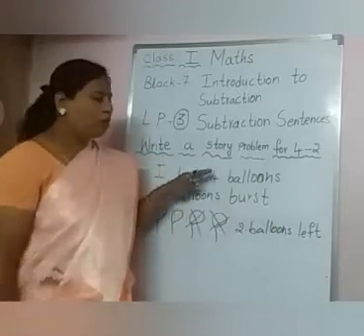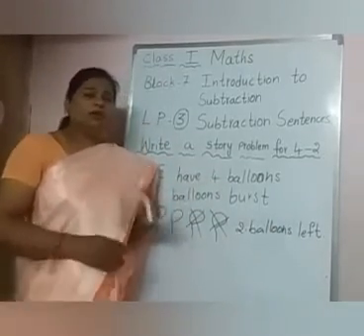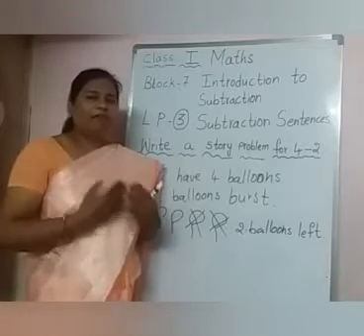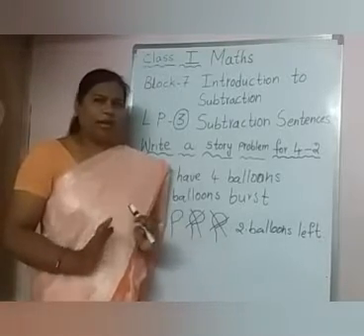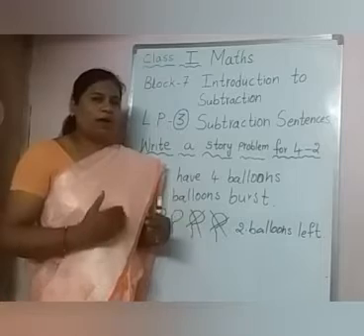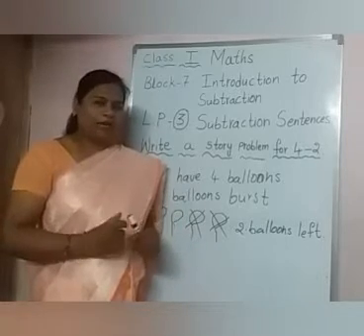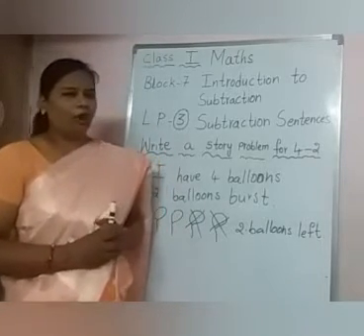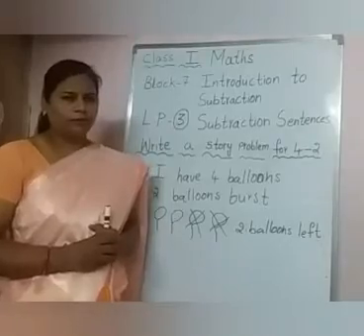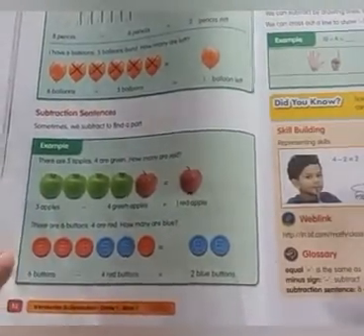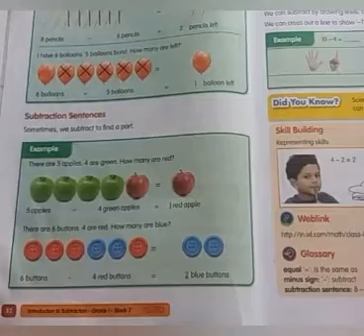In this way you have to do, children, and one more story problem will be given to you where nothing is taken away. So you have to write the story for that also. In the workbook I will show you how to write. Okay children? Now all of you take out your readers, page number 52.